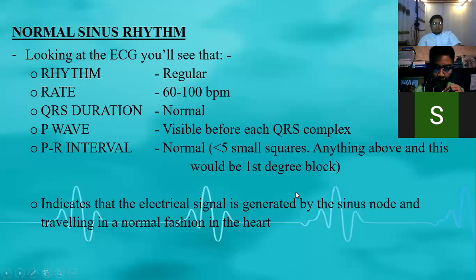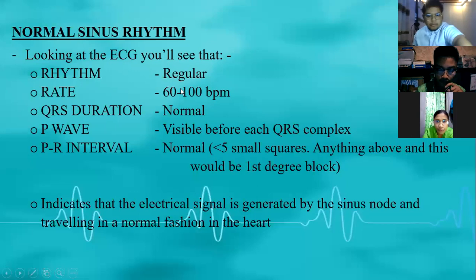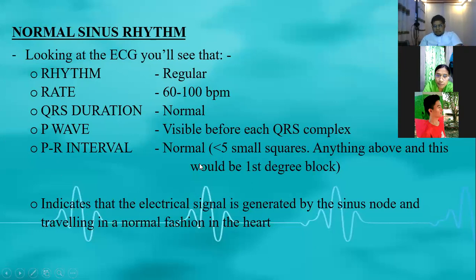So, ito, normal sinus rhythm. Looking at the ECG, you will see that rhythm is regular. Then rate is 60 to 100 beats per minute. Then mapapansin nyo po yung QRS duration niya ay nasa normal din po. Then P wave visible before each QRS complex. Then PR interval, normal; small squares, anything above, and this would be first degree block. Ayan, papakita ko mamaya. Indicates that the electrical signal is generated by the sinus node and traveling in a normal fashion in the heart.